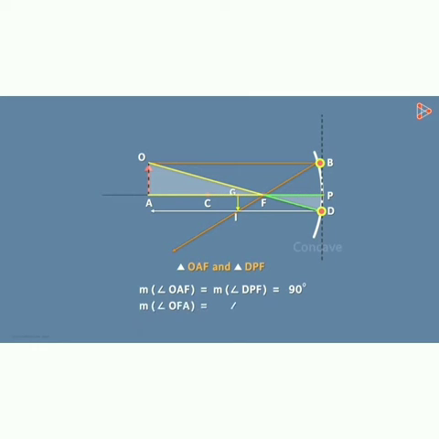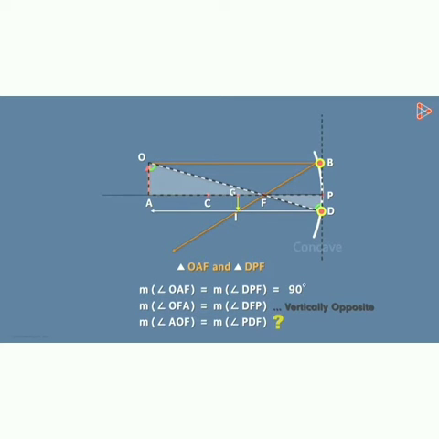What about the other two angles? Angle OFA and angle DFP, are they equal? Yes, they are equal because we know that vertically opposite angles are always equal. Angle OFA and angle DFP are equal. And what about the third angle?